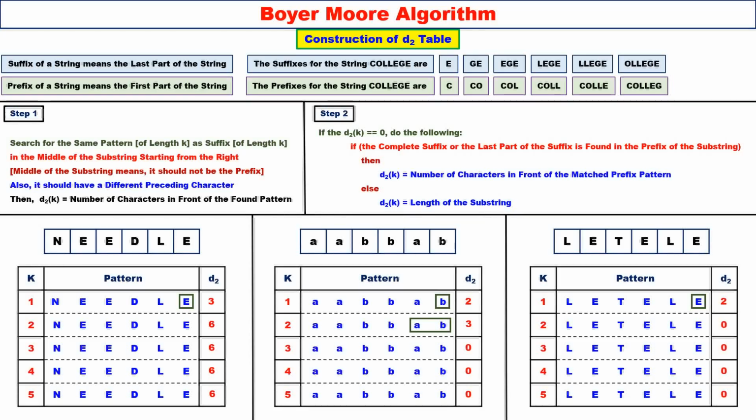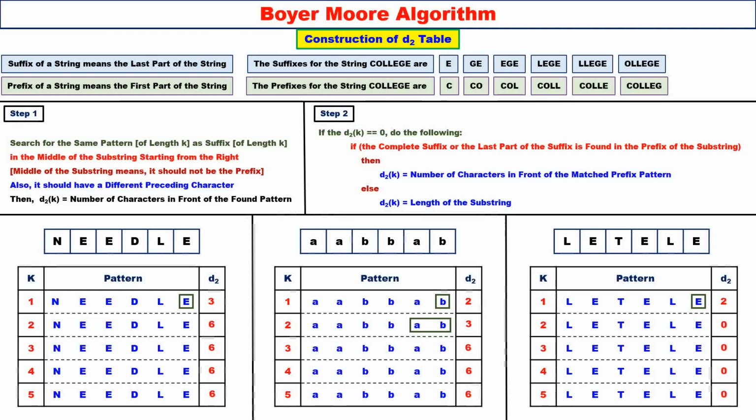K is equal to 1 to 5. Next, we will come to AA, BB, AB. Yes, 0 is there. BAB, K is equal to 3. Therefore, we have to consider BAB. BAB, either BAB or AB or B, is it found as the prefix? No. Therefore, it should be the length. Therefore, 6. Similarly, BBAB. BBAB or BAB or AB or B, is it found as the prefix? No. Therefore, 6. Similarly, here also it is not found. Therefore, it is 6. So, we have the D2 values for the pattern AA, BB, AB.